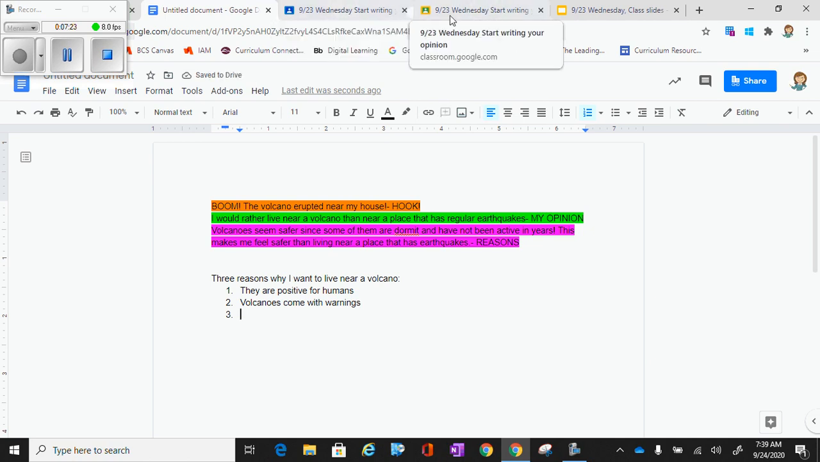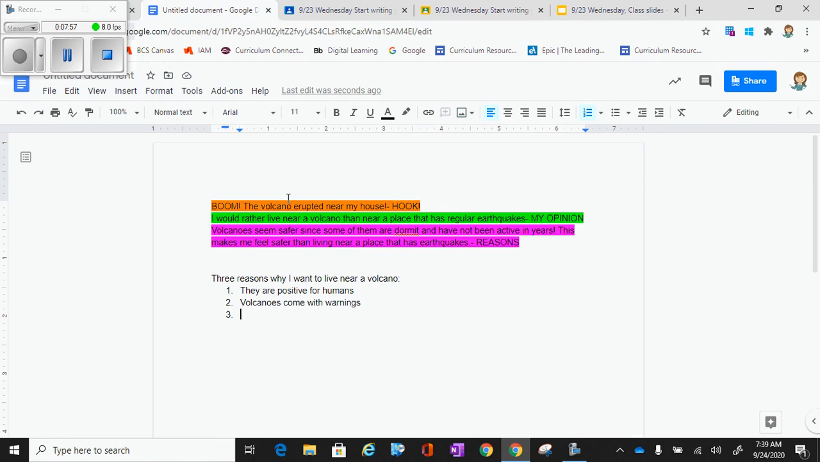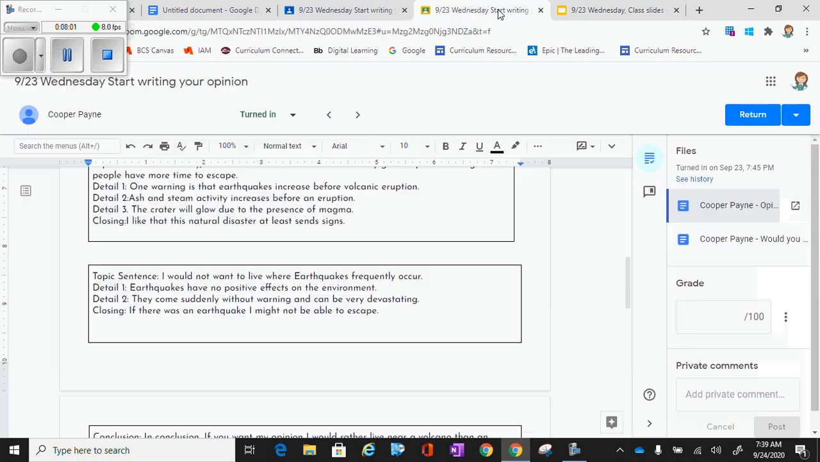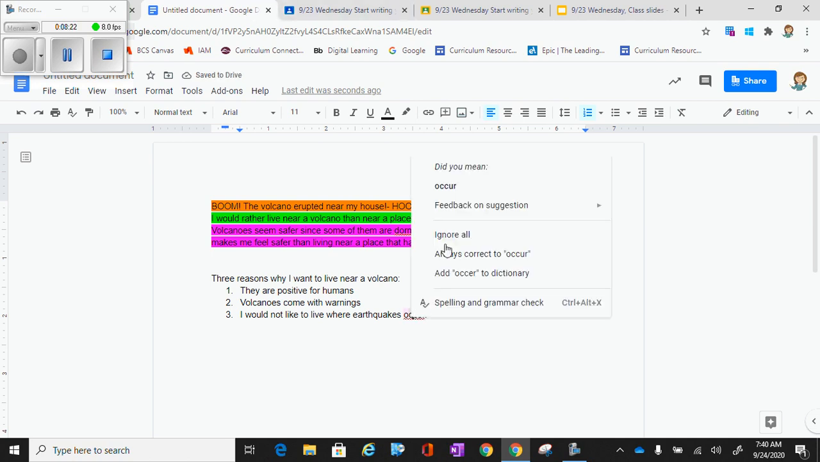All right, and then her last detail paragraph, which would be paragraph 3, is not another reason why you want to live near volcanoes. It's kind of the opposite. It is saying, because you said you want to live near volcanoes, that means you do not want to live near earthquakes. So this one tells you, I would not want to live where earthquakes frequently occur. So you have to understand how that matches what you're doing here. Let me go back so I can read that again. That said, I would not want to live where earthquakes frequently occur. I can't spell today. That's still spelled wrong. O-C-C-U-R, not O-R.